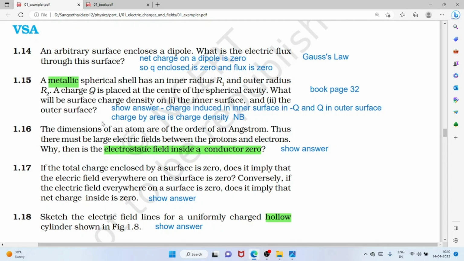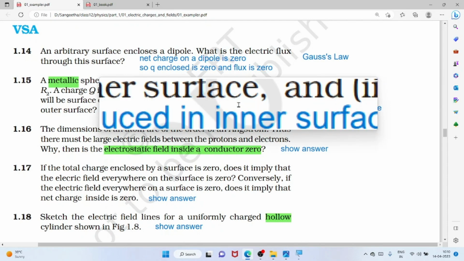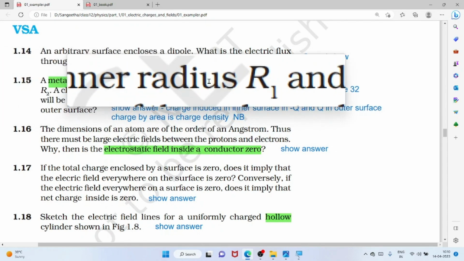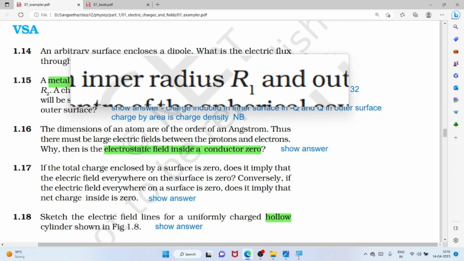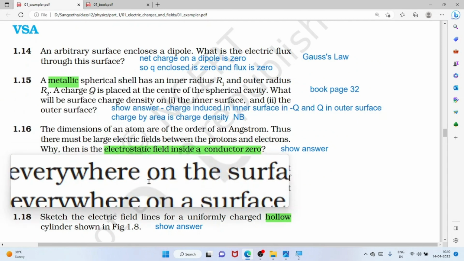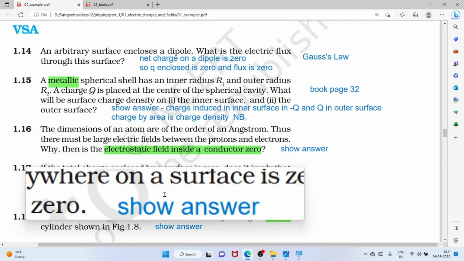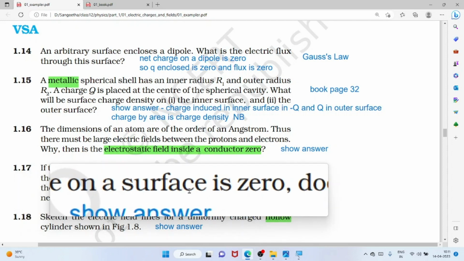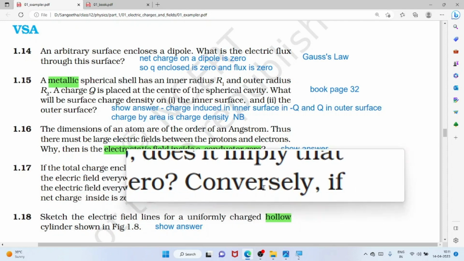A metallic spherical shell having inner radius R1 and outer radius R2. A charge Q is placed at the center of the sphere. What will be the surface charge density on the inner surface and the outer surface? Okay, question 15.